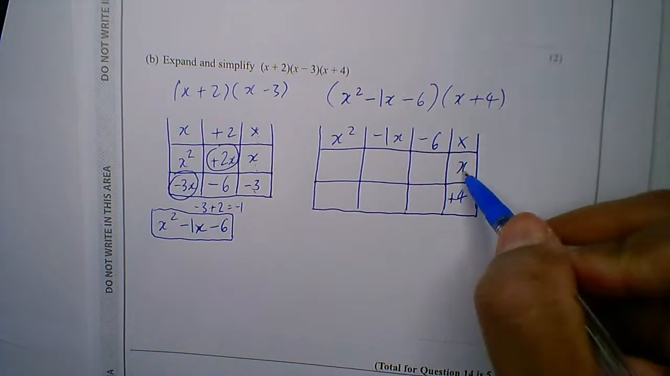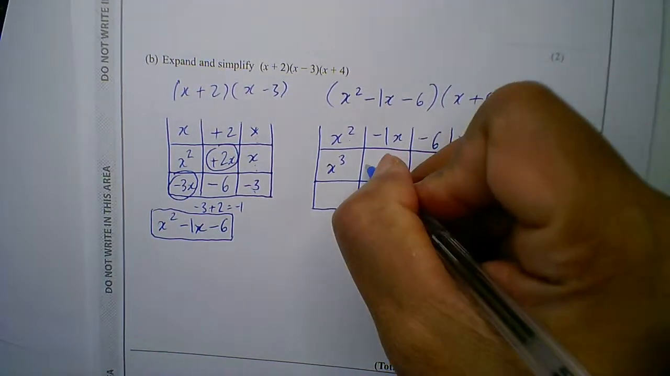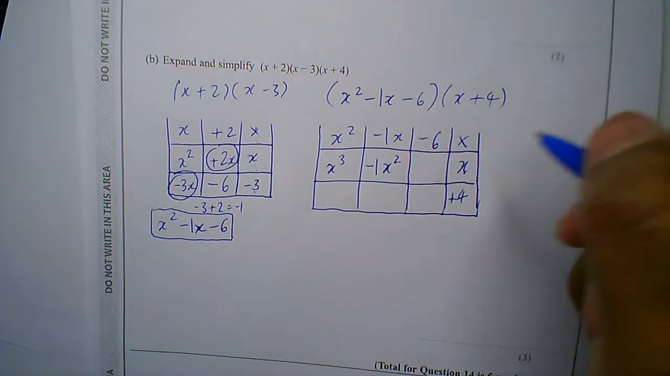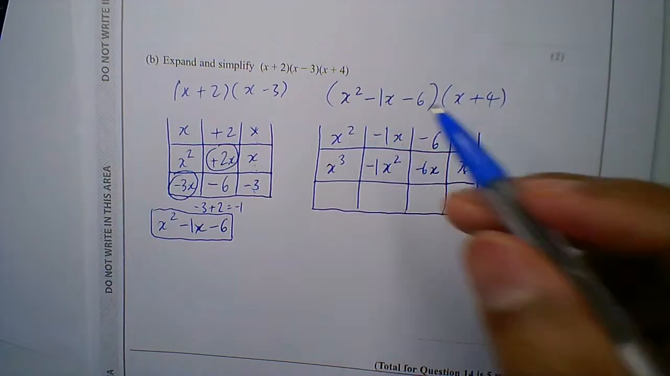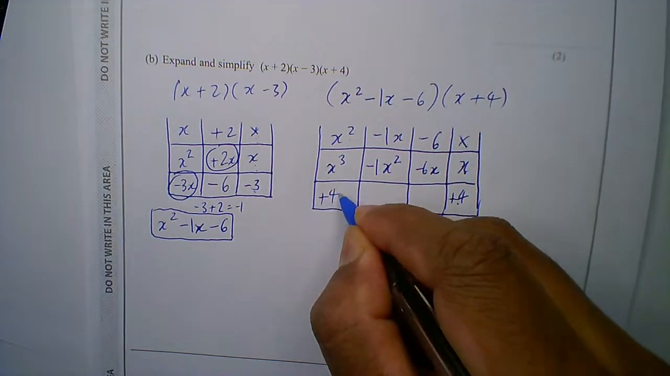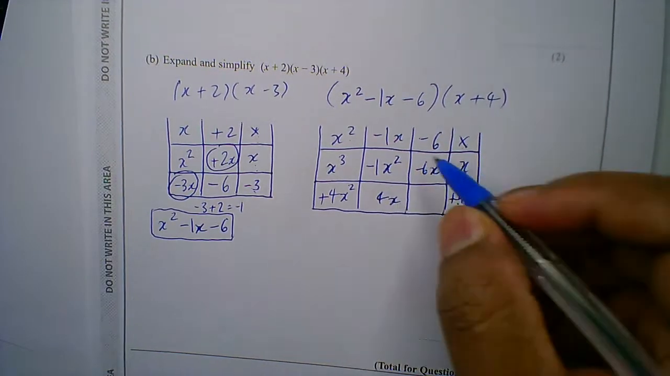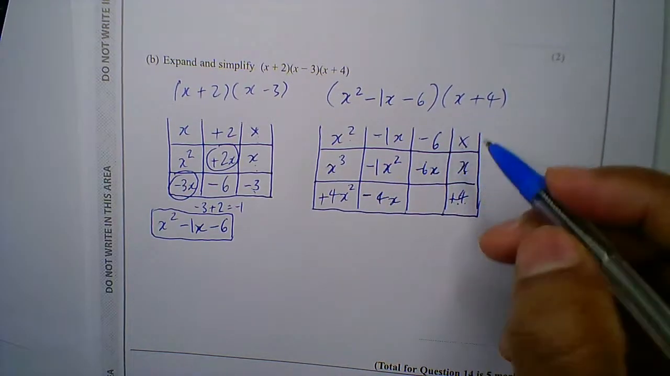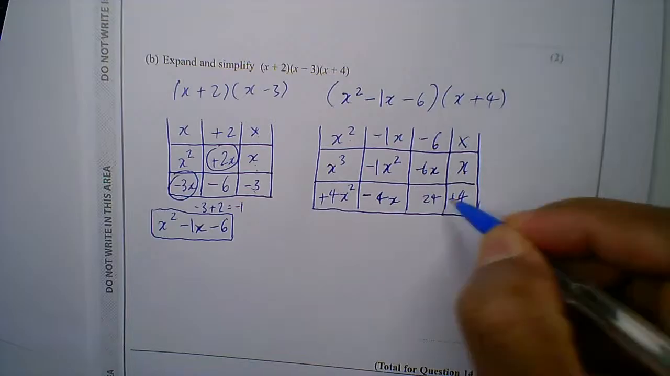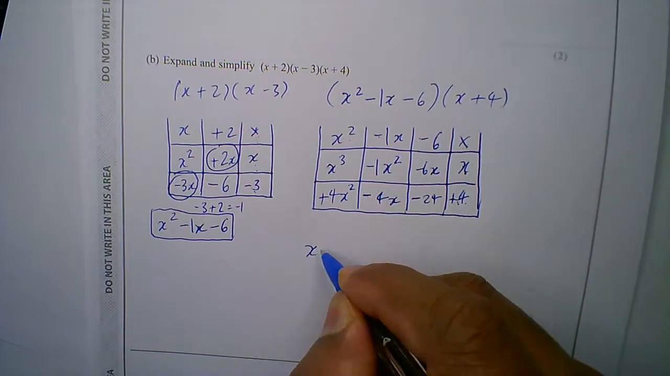I'm expanding this, so x times x squared, x cubed, x times minus 1, so minus 1x squared, x times minus 6 is minus 6x. Now I do 4 times x squared, plus 4x squared. 4 times 1 is 4, so 4x. Then negative and a positive gives me a negative. And then you've got 4 times 6, 6, 12, 18, 24. Positive and a negative gives me a negative. And then I simplify. So I've got x cubed.